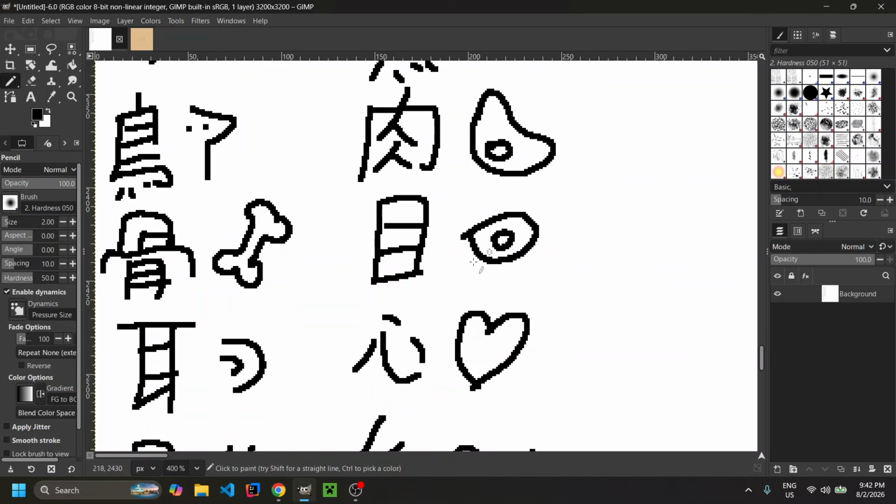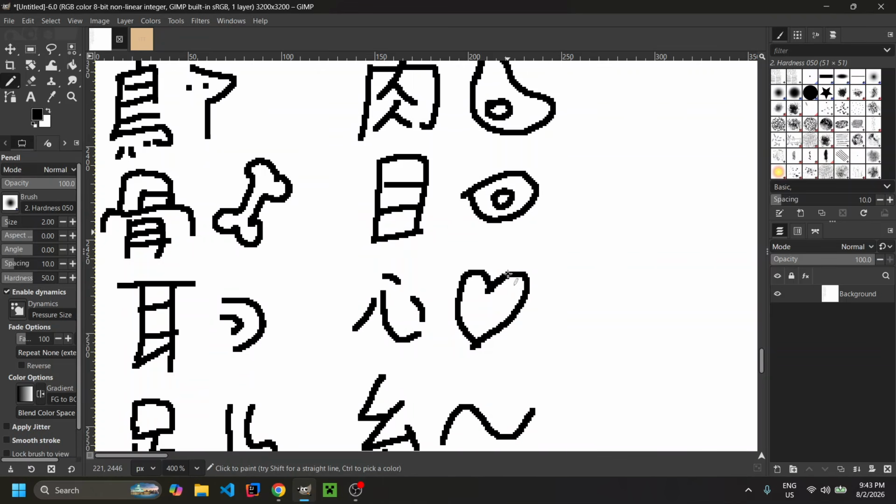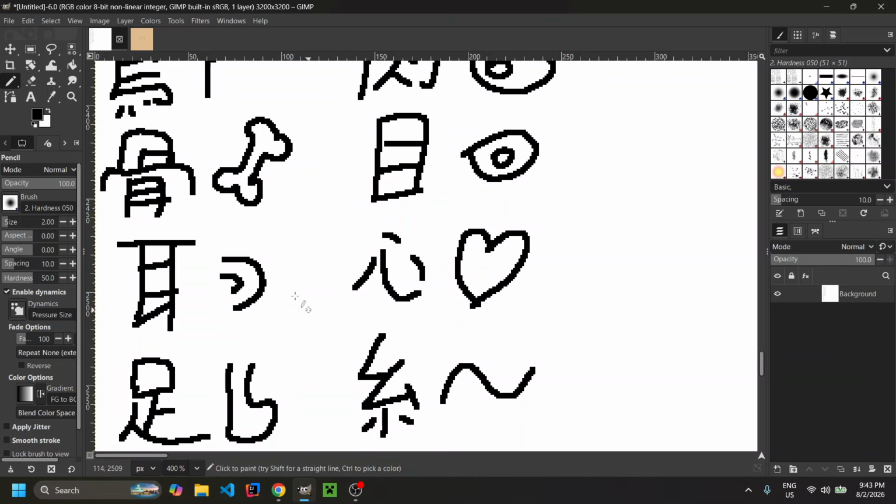These two look similar. Look at this one and this one. I mean, there's just a little bit. They just picked that slant up and extended that. After a while they just get similar. But this is my version of ear. This is their version of ear. This is their kokoro. This is my kokoro, which means heart.